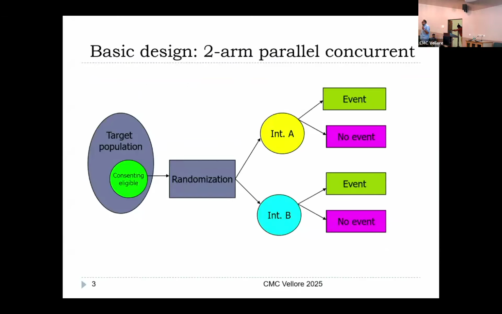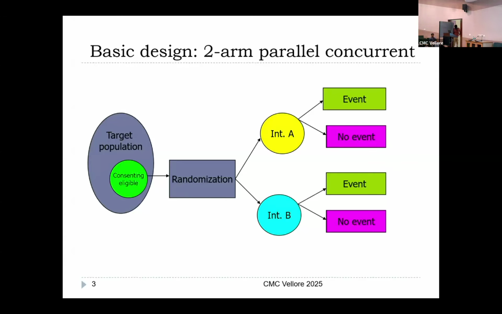So all of us are familiar with the basic design. We call it a 2-arm, but it could be 3-arm or 4-arm. The basic one is 2-arm and parallel. Parallel means that the interventions are given at the same time in the patients.